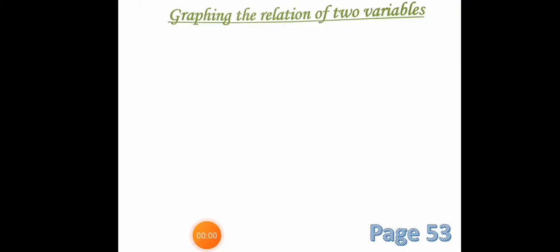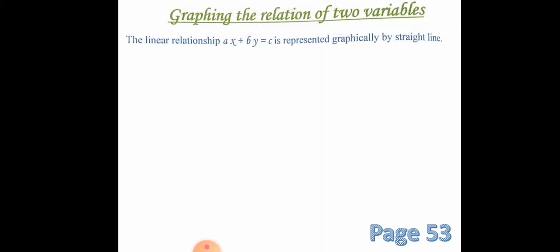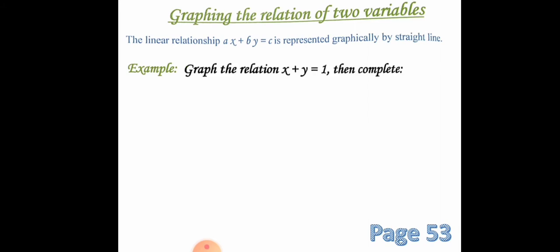So, graphing the relation of two variables. The linear relationship, as we have said, is in the form of ax plus by equals c. We can represent it graphically by a straight line. So as in this example here, graph the relation x plus y equals 1.